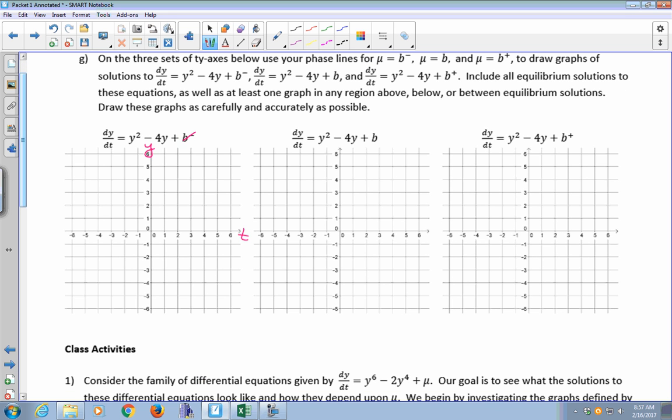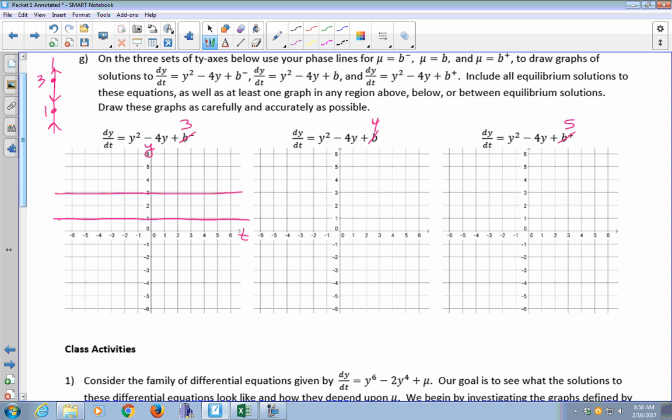So this one, this b minus, that was the one a little bit smaller than the bifurcation value. Bifurcation value is 4. A little bit bigger, 5. Okay, so when I used f sub 3, the equilibrium points were at 1 and at 3. So I could sketch the phase line again if I need to remind myself. 1, 3, and it was up, down, up. Okay, so I put in equilibrium solutions at 1 and at 3.